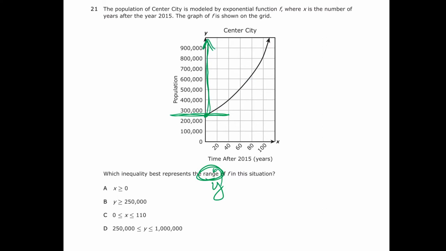And which one of these inequalities? Well, it certainly wouldn't have an x in it, so we can eliminate A and C. And this part would not make sense. The answer is B. Y is greater than or equal to everything above 250,000.